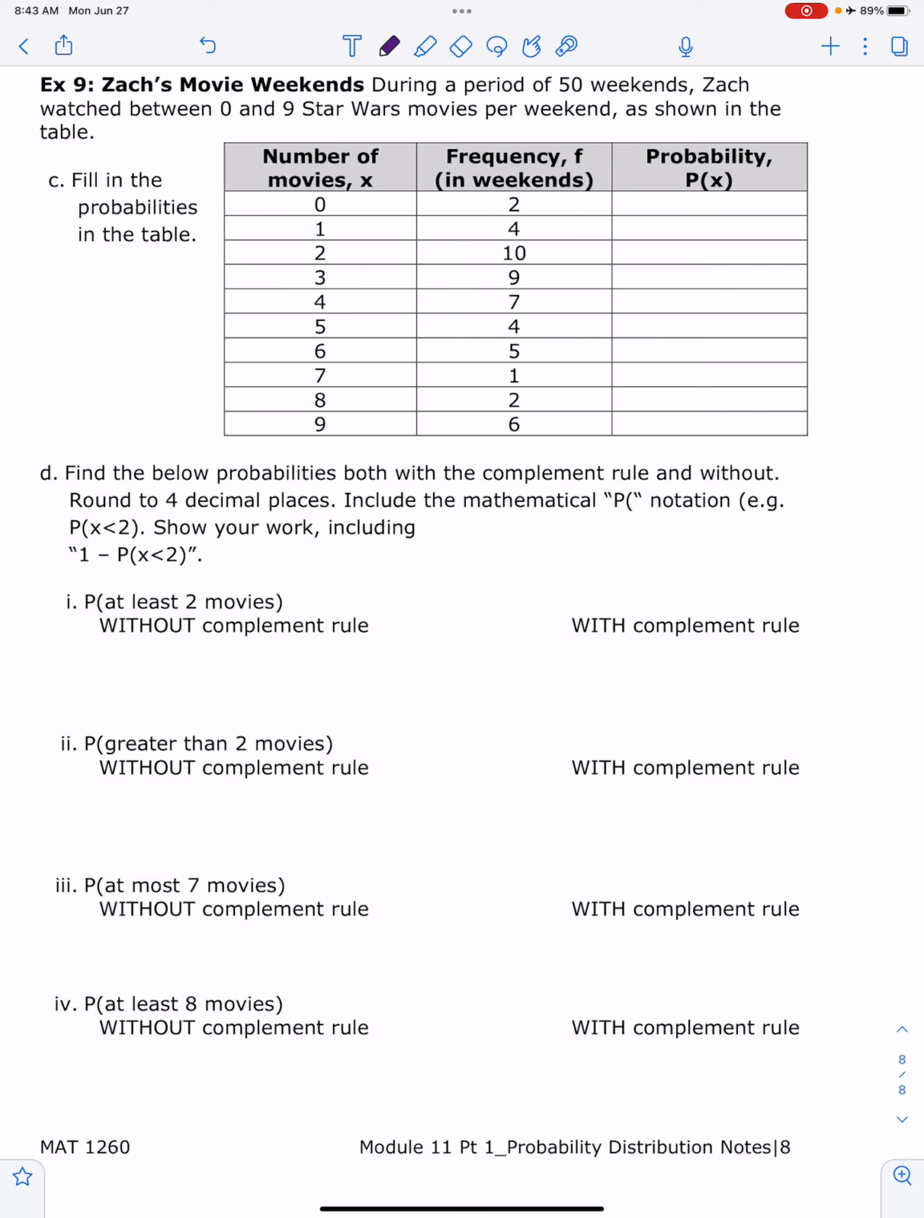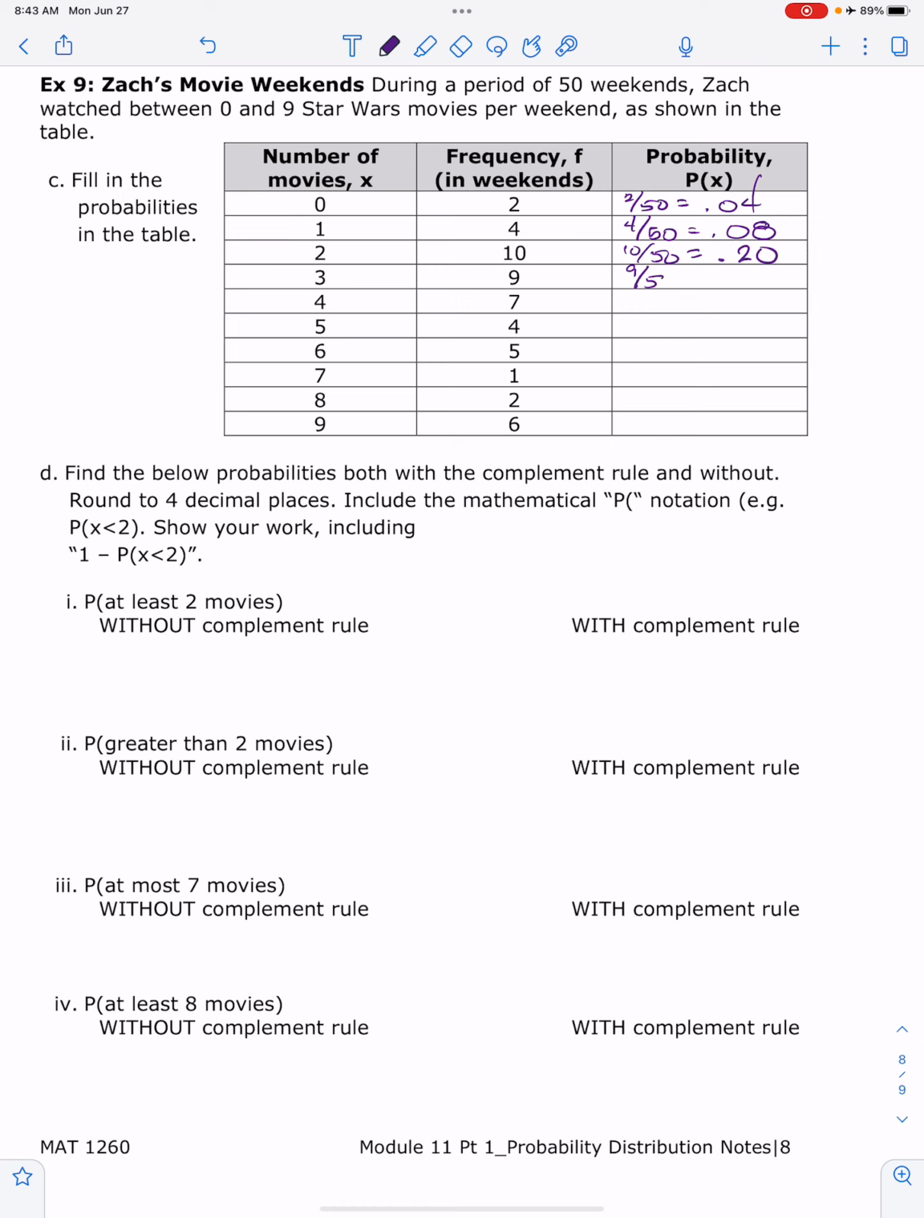So here are the Module 11 Part 1 notes. This is page 8. This is going to tie in what we have done in the past with frequencies, relative frequencies, and probabilities, and give us a hint as to what is coming up.